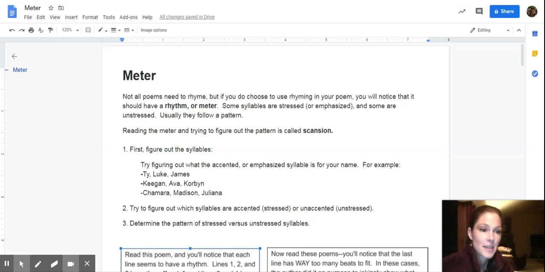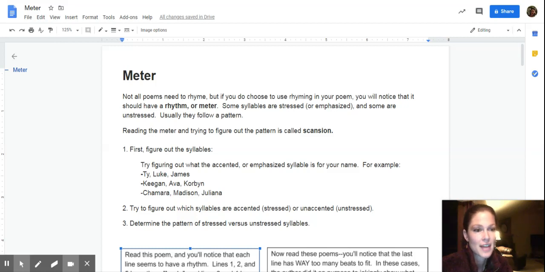The first thing that we have to figure out when we're trying to figure out the meter and the scansion is the syllables. So first we have to be able to count the syllables. Let's practice a little bit with names. If we have Ty, Luke, and James, that's pretty easy. There's just one syllable. But then we have Keegan, Ava, and Corbin, and their names all have two syllables.